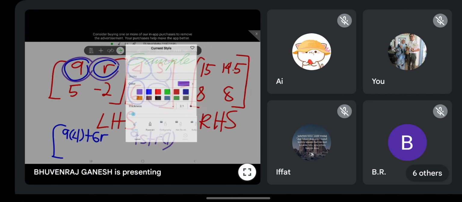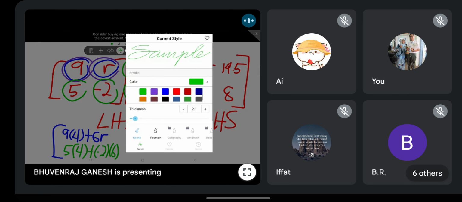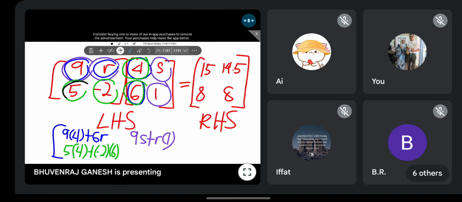Okay, so third one, 5 times 4 plus negative 2 times 6. So you will get this one. Okay, and then last one, 5 times S plus negative 2 times 1. Okay, guys, are you all clear how I do this?